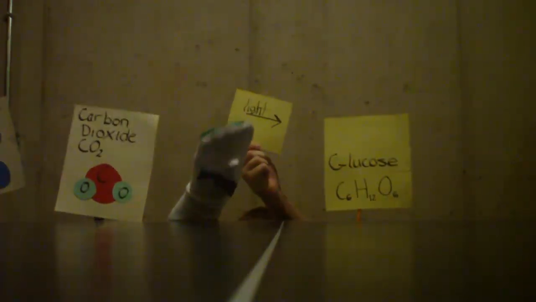Okay, peons. The balanced reaction for photosynthesis is 6 molecules of water plus 6 molecules of carbon dioxide plus light turns into 1 molecule of glucose plus 6 molecules of oxygen.